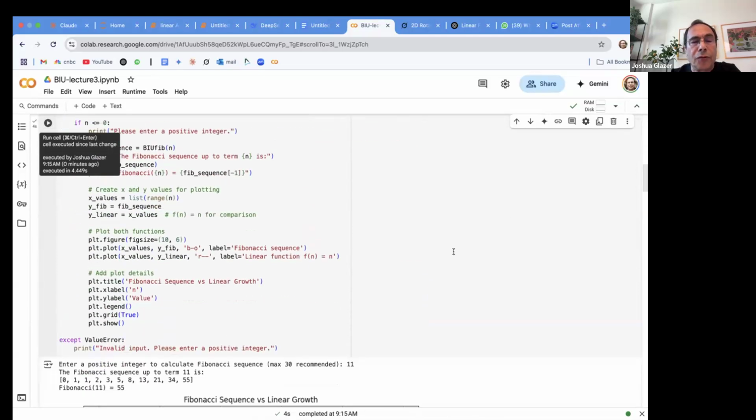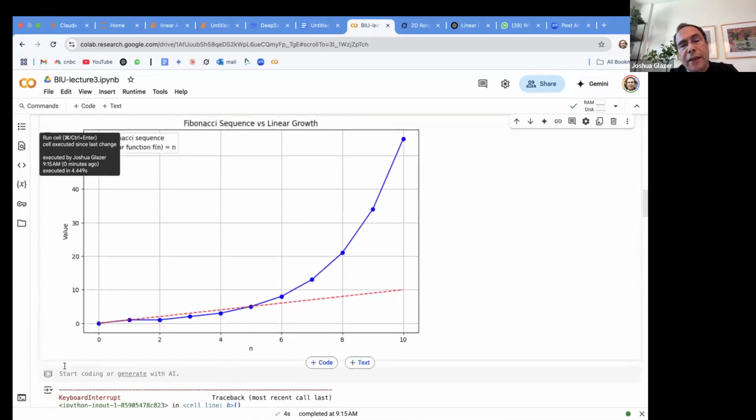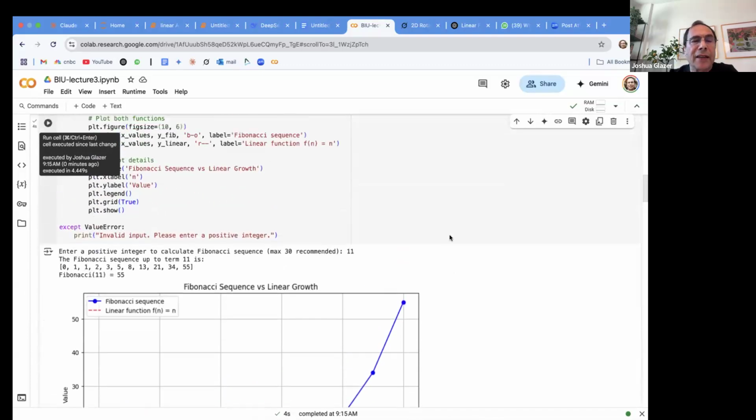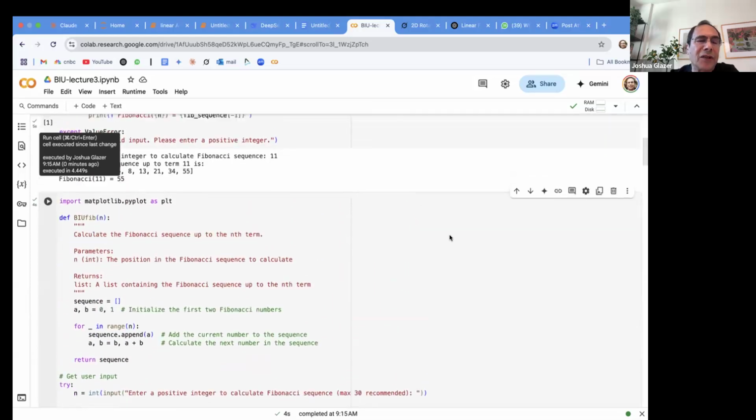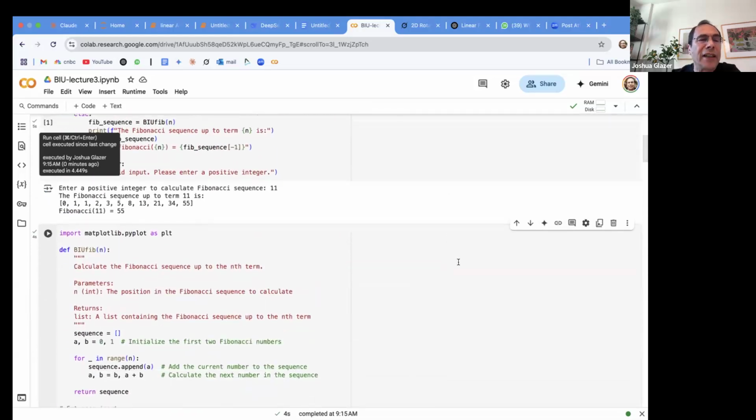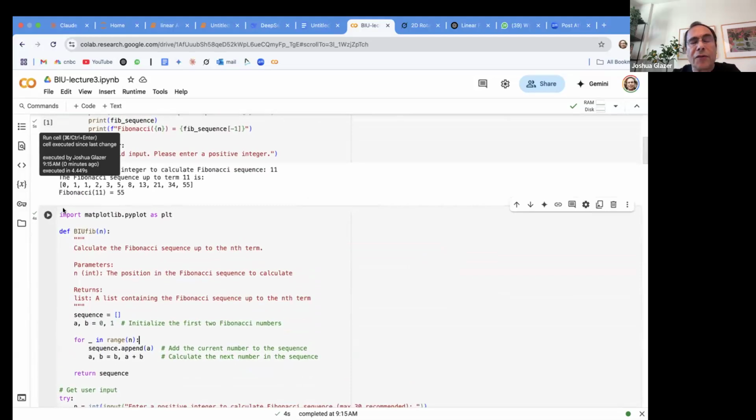Here I asked it also to plot, and it gave a plot of the Fibonacci series, and I also asked it to do a linear graph just to see what it looks like, to see how far it is from linearity with small numbers. And of course, everything is really important. Let's quickly go through the main things.